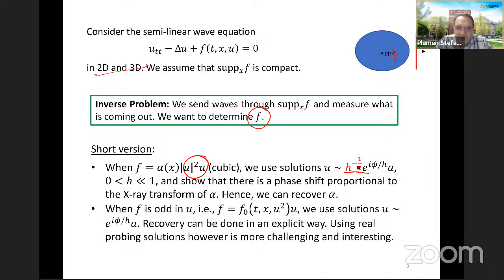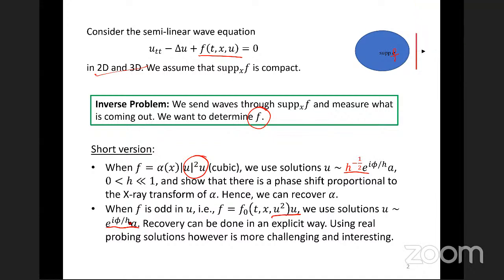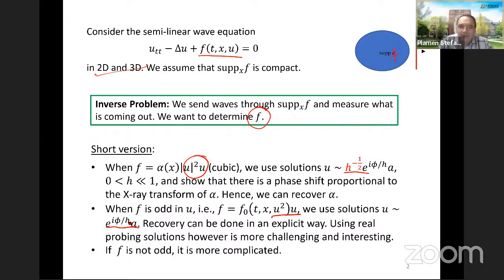And if f is odd, now I'm going back to this more general case, if it's of this type, then you can use solutions that are not really large, right? And the amplitude is, roughly speaking, of order 1, and you can still do that in an explicit way. And you really want to use real probing solutions because those are the physical ones, and if they're real, it actually becomes more interesting than if they're not. You get harmonics of higher order and so on. And if f is not odd, okay, it's more complicated.